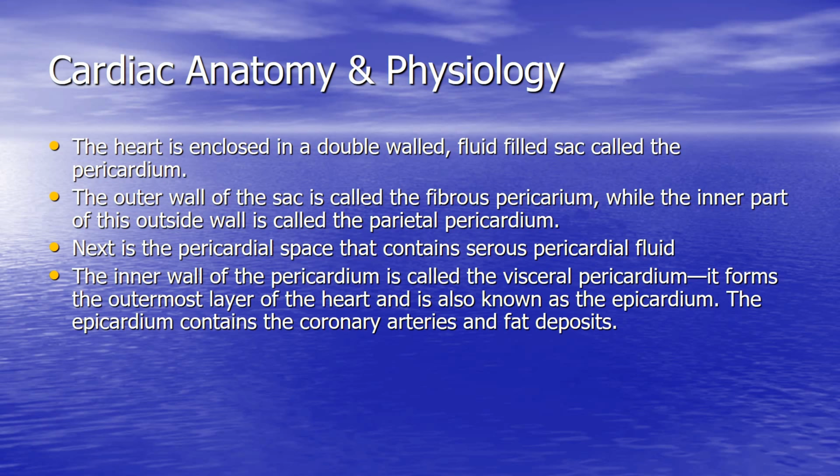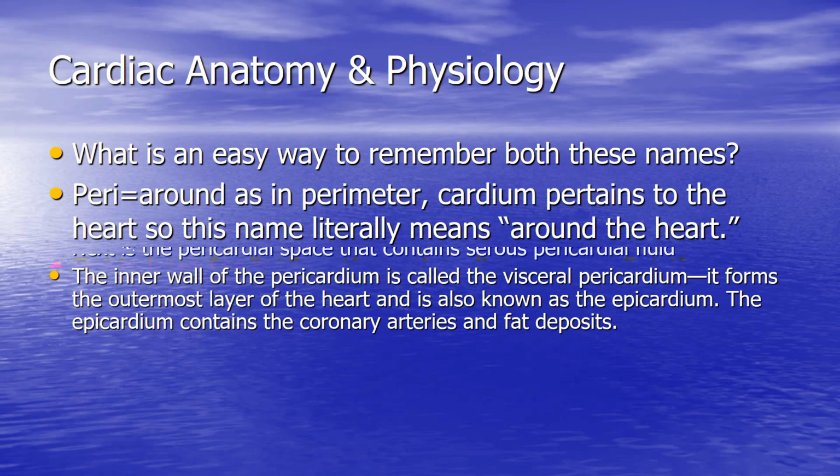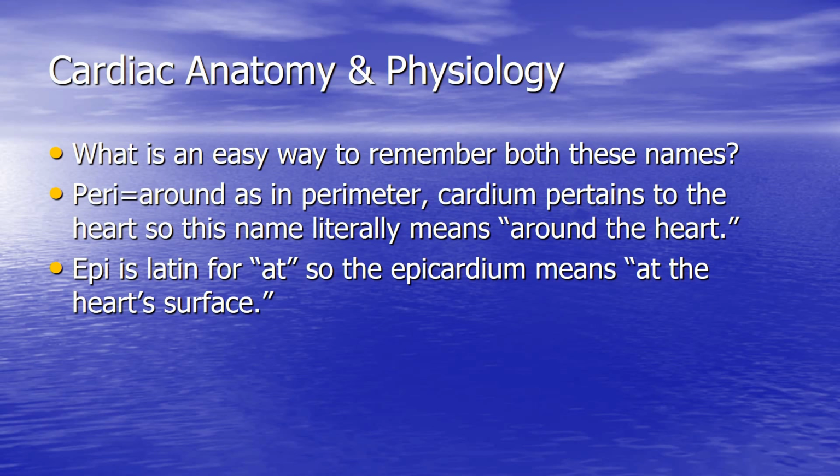The visceral pericardium actually is continuous with the outer layer of the heart called the epicardium. Within the epicardium we have the coronary arteries and fat deposits. You might ask yourself, why are there fat deposits on the outside of the heart? It is actually a vestigial effect from the thymus gland. After you reach age 25, the thymus no longer exists. It atrophies into fat. And the fat has a bad reputation, but it actually functions to cushion some of the walls of the heart.